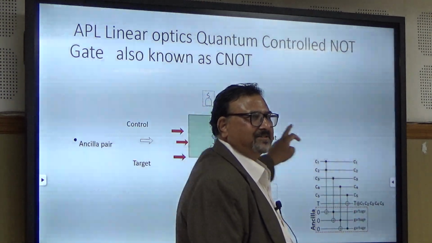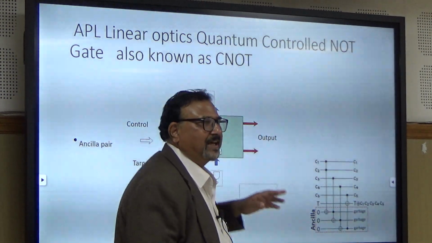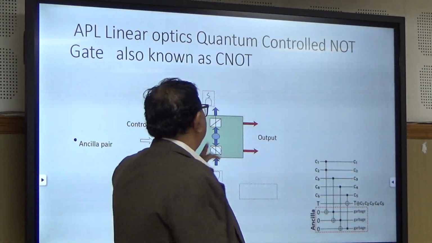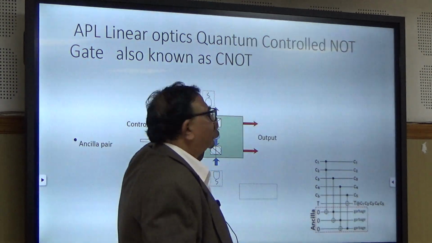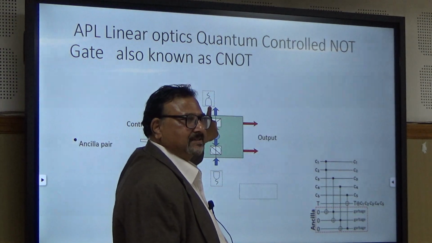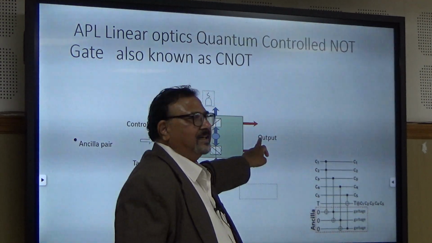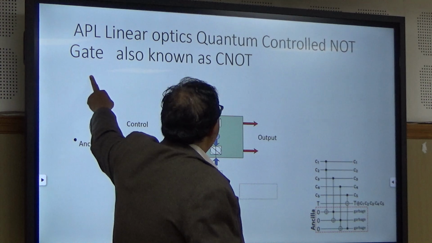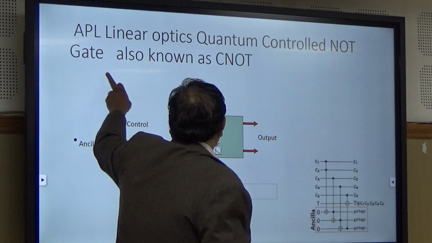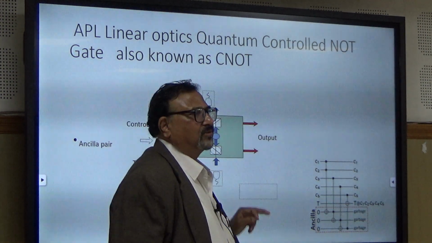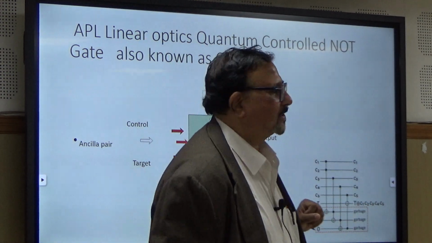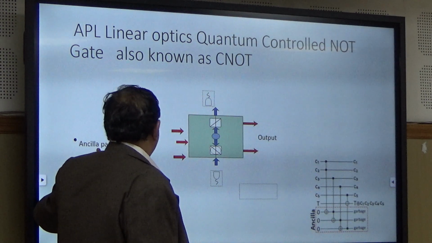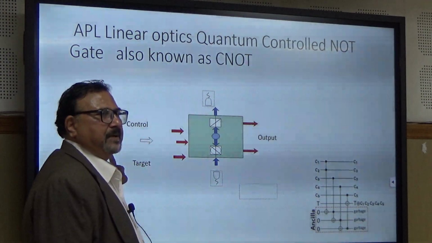Polarizer, right? And you can basically select a polarizer. This polarizer can pass through the beam splitter. And here you can get one detection. On the other side you will get an output here. So the gate we are using here is a quantum control NOT gate. It is also known as control NOT, CNOT. It is not the NOT gate of optics. It is CNOT. Why control? Because they are controlling with the help of an ancilla pair of photons.